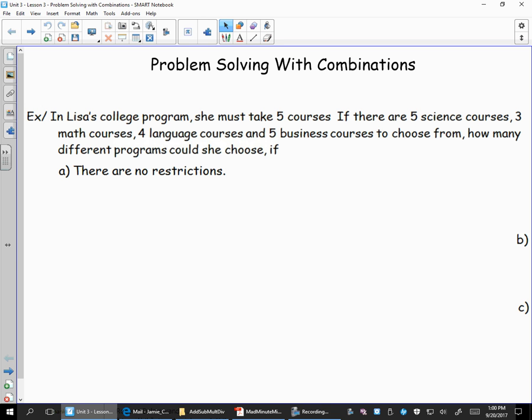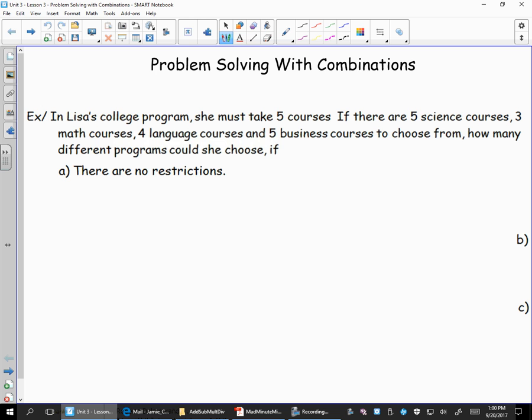So we have Lisa. In her college program next year, she has to take 5 classes. She can choose from her 5 science courses, 3 math courses, 4 language courses, and 5 business courses. I want to know how many different programs, so selections of courses, she can take if there are no restrictions. Now this is a combination question because the order that she takes the classes and that she picks them doesn't matter. She can pick a math, then a science, then a business, or business, math, and science. Those are independent of one another.